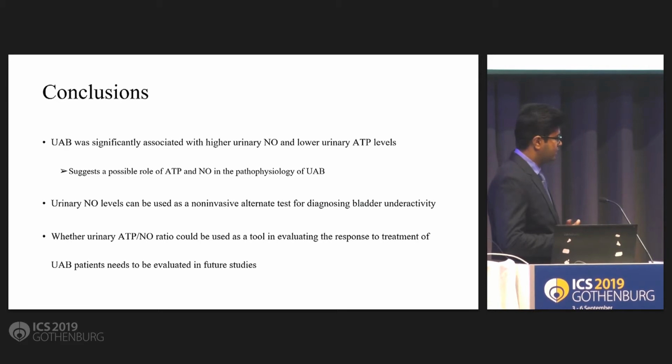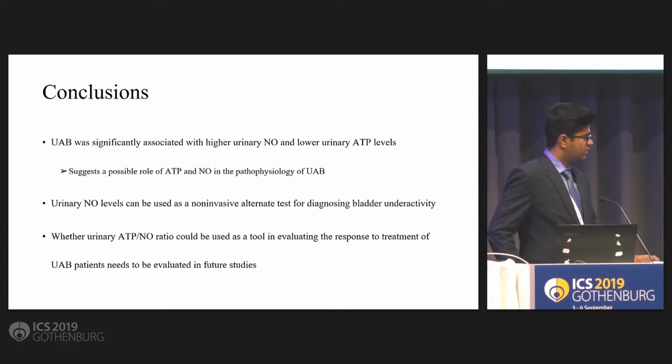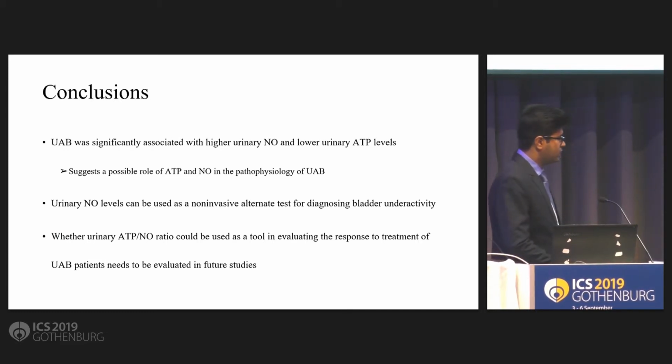So the values were almost similar, but the difference turned out to be very significant, as a screening test. The actual values, both ATP and nitric oxide values, were almost similar in both cases and controls. So just from a practical point of view, if they're very similar and you use that as a screening test, how do you decide which value should prompt further investigation and which value should not? So that's why we opted for the ATP nitric oxide ratio. This ratio is considerably decreased in patients with underactive bladder.